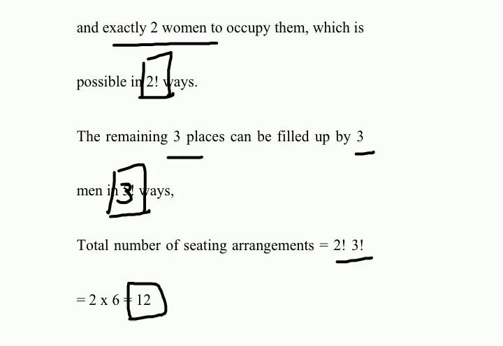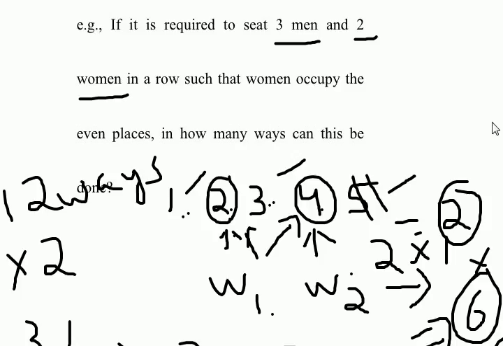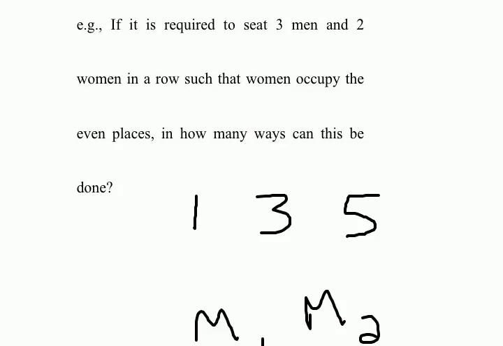What is important here is to understand why 3 men can occupy 3 chairs in factorial 3 ways. So going back to our earlier explanation, if you have 3 chairs, chair number 1, chair number 3 and chair number 5, remember the even chairs are occupied by women, and you have man 1, man 2 and man 3.